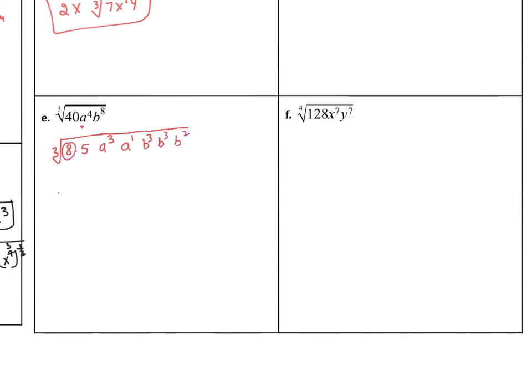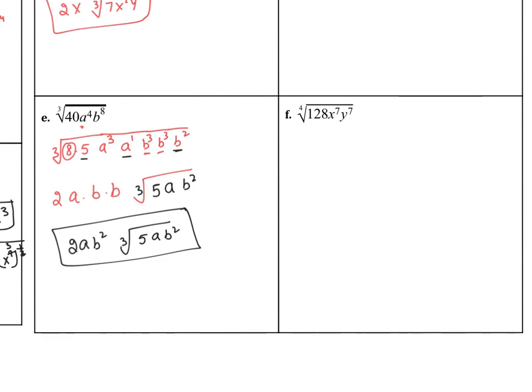Cube root of 8 is 2, that's outside. Cube root of a cubed is a. Cube root of b cubed is b. Another b, and what you're left with inside is 5a and b squared. So the final answer is 2ab squared, cube root of 5ab squared.